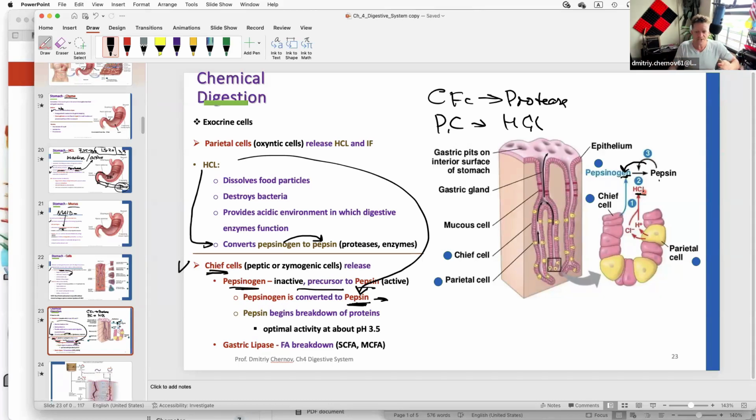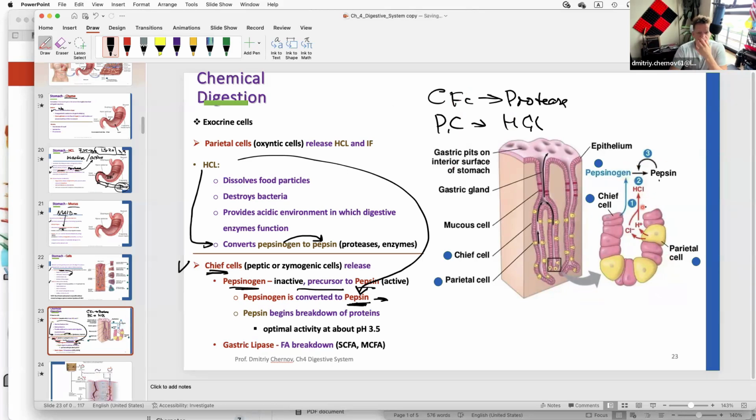There's a lot of tests. Gastroenterologists have to see which part is not functioning. Is it too much pepsin? Is it not enough pepsin? Or maybe it's pepsinogen. Maybe it's glands, gastric glands, parietal cells. So there's a lot of tests that could be done.